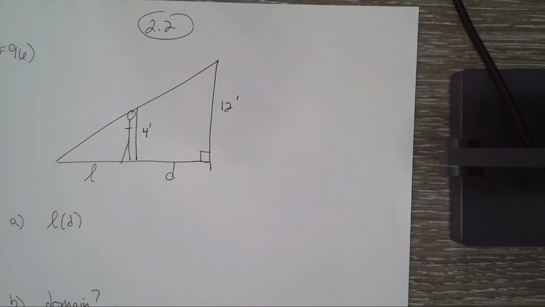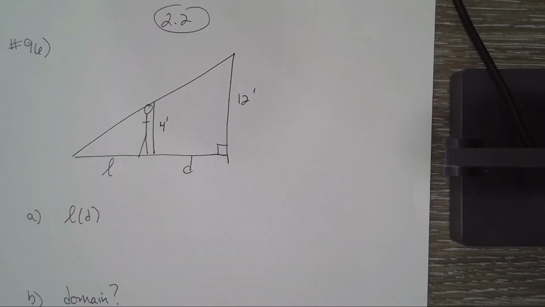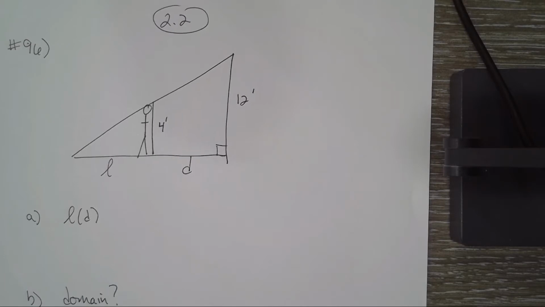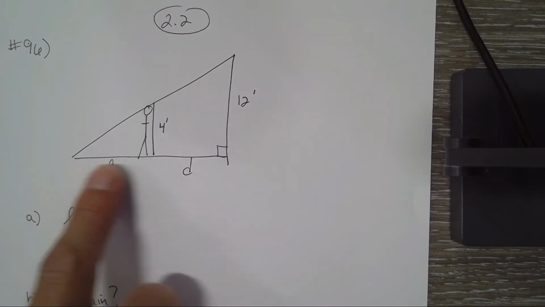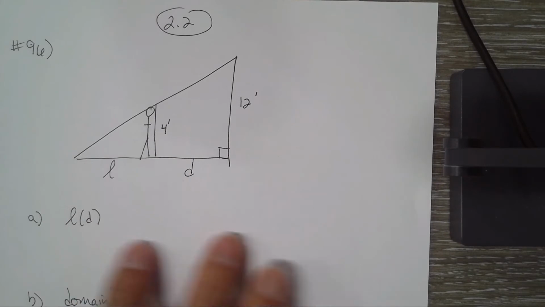So this is the shadow right here. So L represents the length of the shadow. Find the length L of the shadow as a function of the distance D of the child from the lamppost. So we want to find this length written as a function of D. So it's going to be L of D, or L equals D stuff.